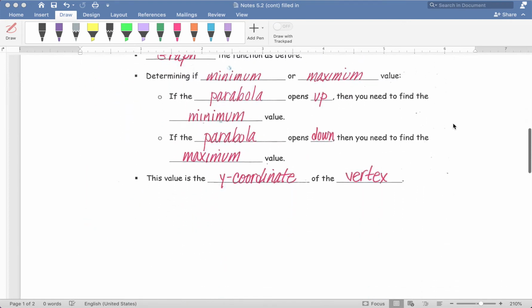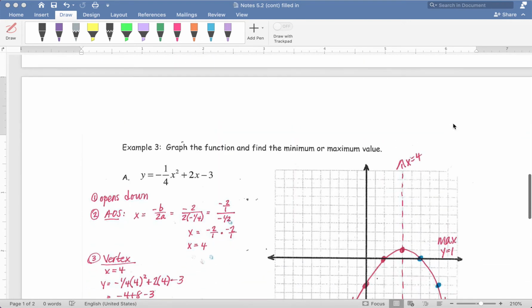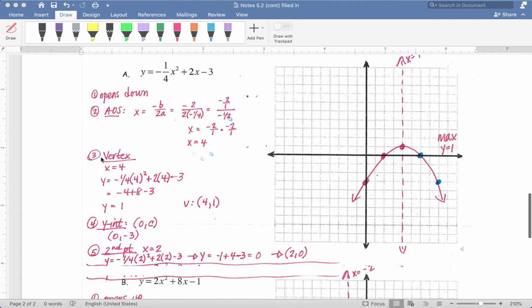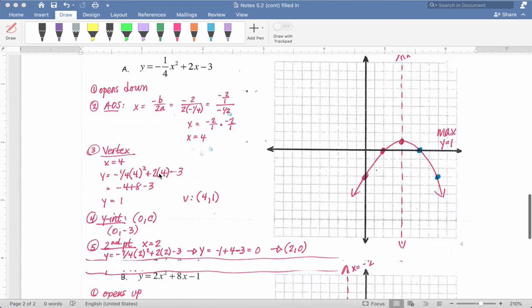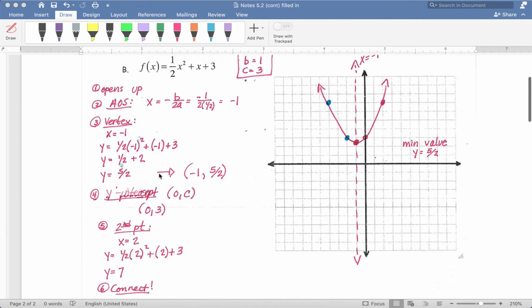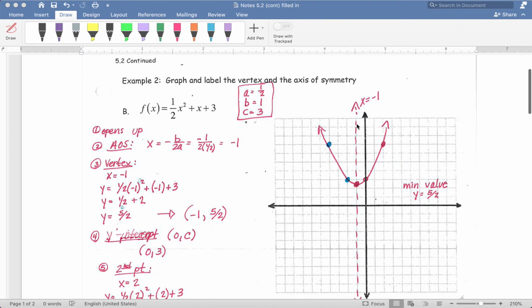Okay, so I'm going to talk through this first page. And then the second page, it would probably be wise if you tried these two examples on your own to see if you can do it right. All right, so let's talk through this one. Example 2 says, graph and label the vertex and the axis of symmetry.